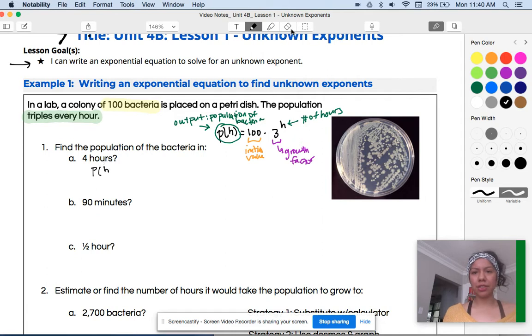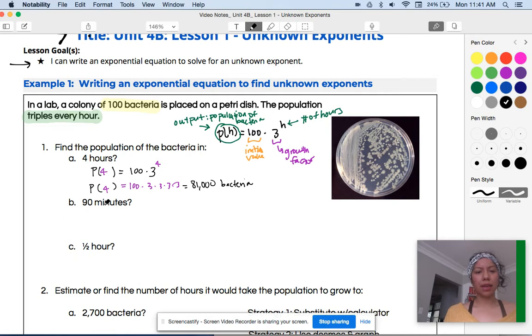In this case, our input's going to be 4. So we're going to write 4 in here. P of 4 will equal 100 times 3 to the 4th power. So we plug in 4 here and 4 up here, and we type this into our calculator. P of 4 is equal to 81,000 bacteria. This is the same thing as 100 times 3 times 3 times 3 times 3, which will equal 81,000. So in 4 hours, there'll be 81,000 bacteria.